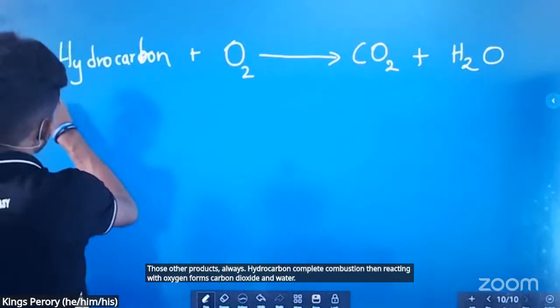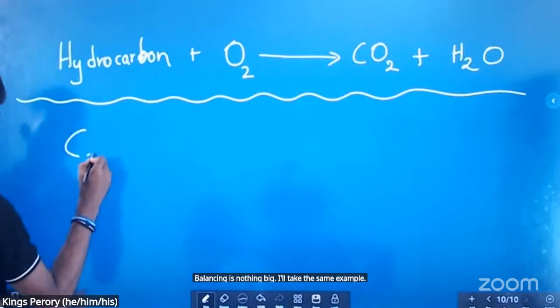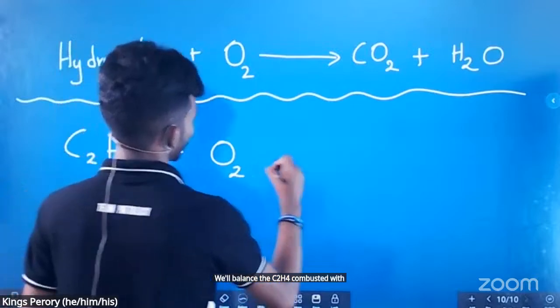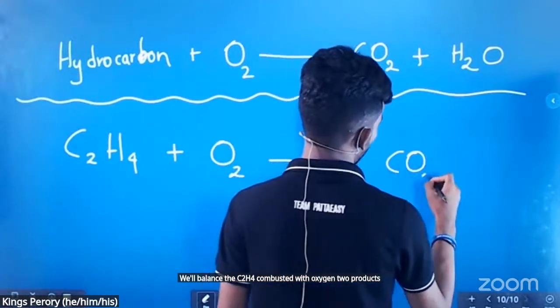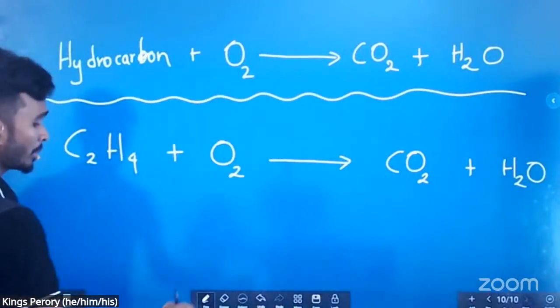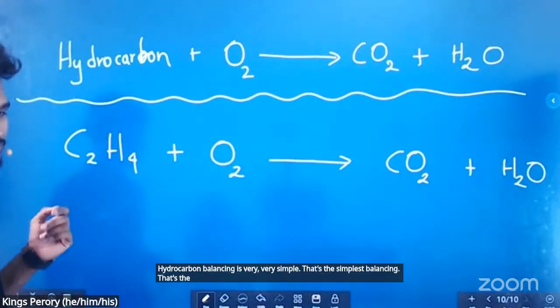Balancing is nothing big. Now I'll take the same example and we'll balance it. C2H4 combusted with oxygen. Two products. First write the products: carbon dioxide and water. Hydrocarbon balancing is very, very simple. That's the easiest balancing.